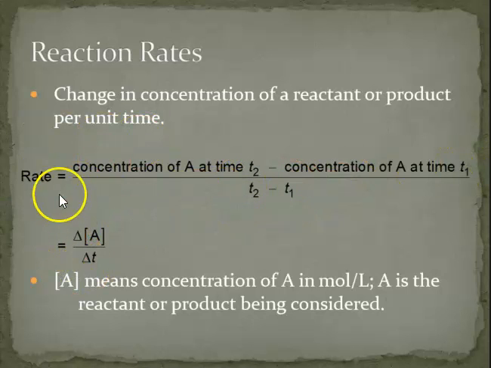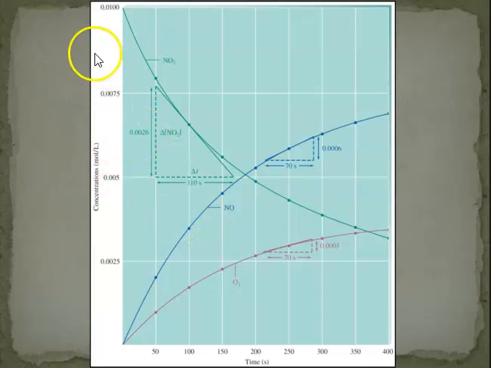A much easier way to write that is delta A over delta T. Right? Delta just means final minus initial. These square brackets, though, they specifically mean molarity. It's moles per liter of A. So that's the concentration that we use when we're talking about this stuff. So when you look at an equation, or not equation, but a reaction, that's what I'm trying to say.